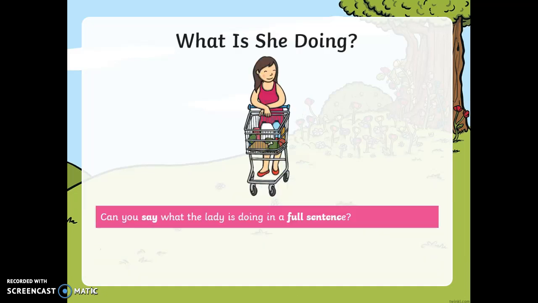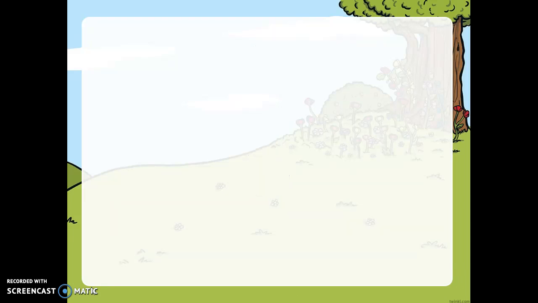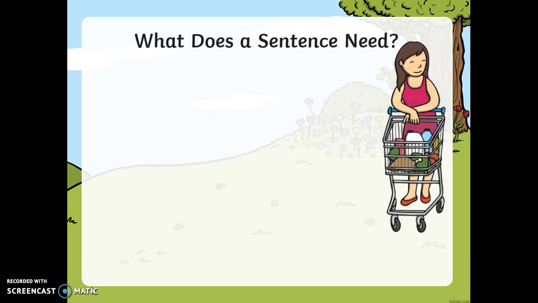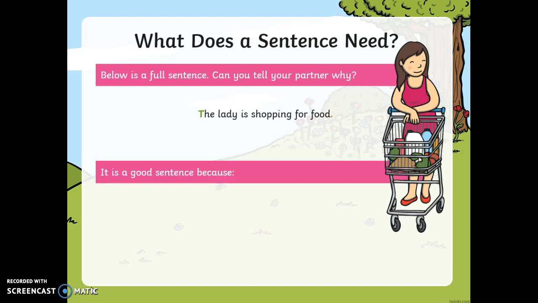What is she doing? Can you say what the lady is doing in a full sentence? Can we write down what the lady is doing in a full sentence? Let's work together. Let's remember what a sentence needs. So below is a full sentence. Can you tell me why? The lady is shopping for food.